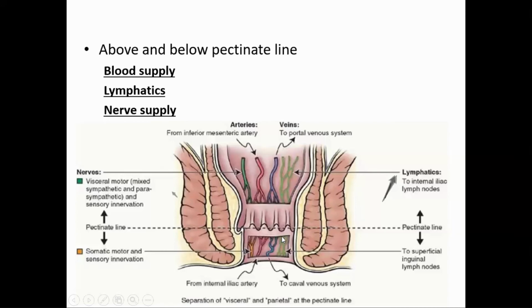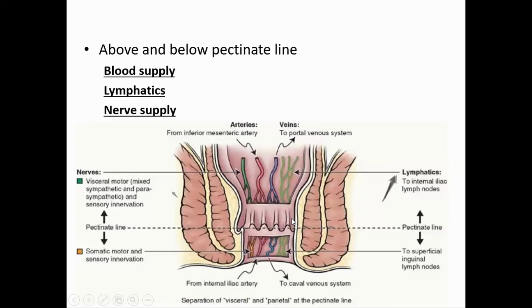See, in the MCQ it may be asked: lymphatic drainage above the pectinate line, where does it drain? Internal iliac lymph nodes, superficial inguinal lymph nodes, inferior mesenteric lymph nodes, or superior mesenteric lymph nodes? Above the pectinate line, it drains into the internal iliac lymph nodes.